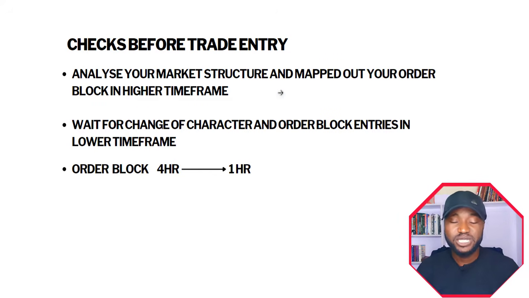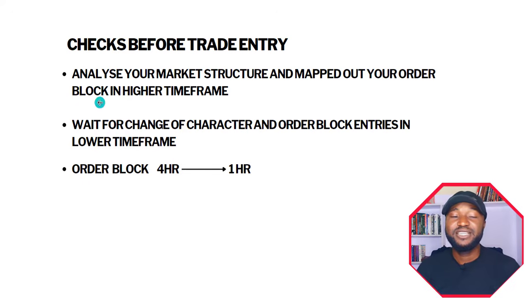Now, to do that, you will need two time frames. The first time frame is the time frame you will use to map out that order block, and then you will use a lower time frame, at least 2 time frames lower than the time frame you are using. That means if you're using 4 hours, you can use 1 hour for your trade entry. I'm going to show you that shortly.